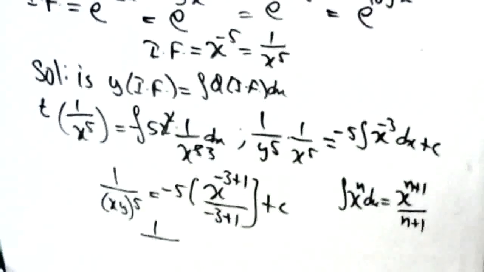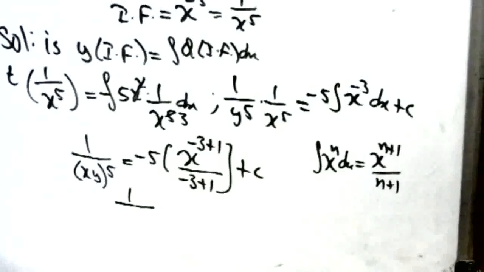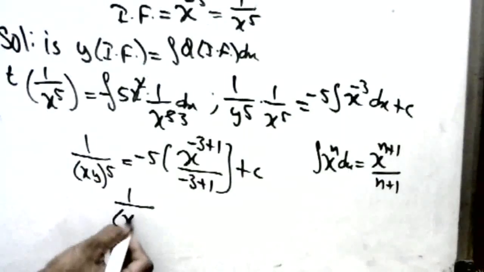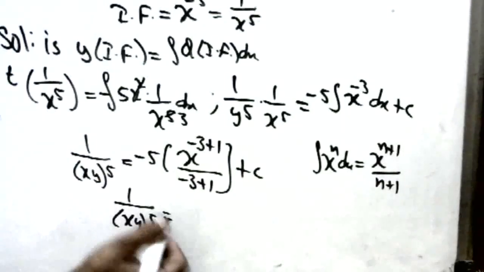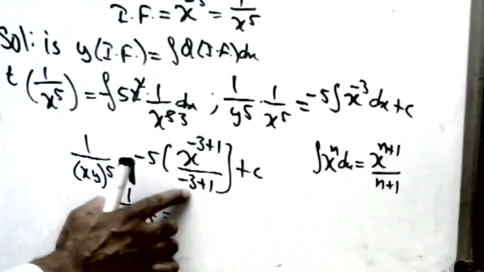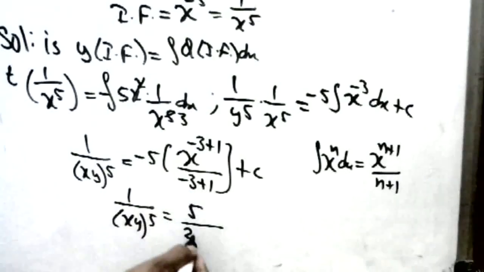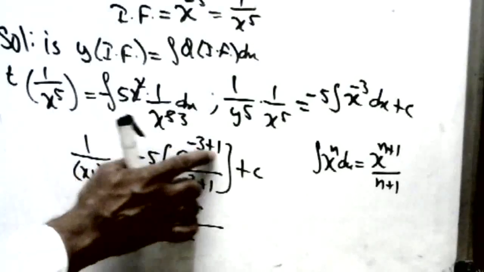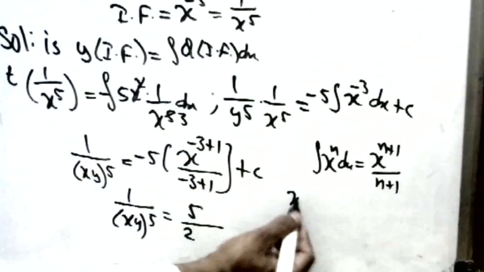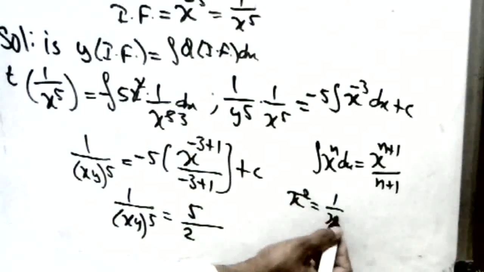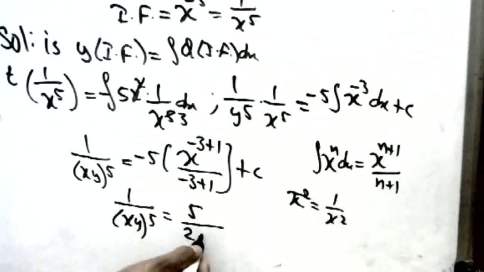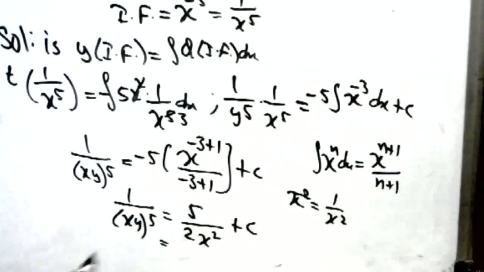1 by x y power 5 equals, this is minus 3 plus 1 is minus 2, minus will get cancelled, it is left with 5 by 2, x power minus 3 plus 1 is minus 2, x power minus 2 we can write 1 by x power 2, so this x will come in the denominator, 1 by 5x square. Now you write plus c.